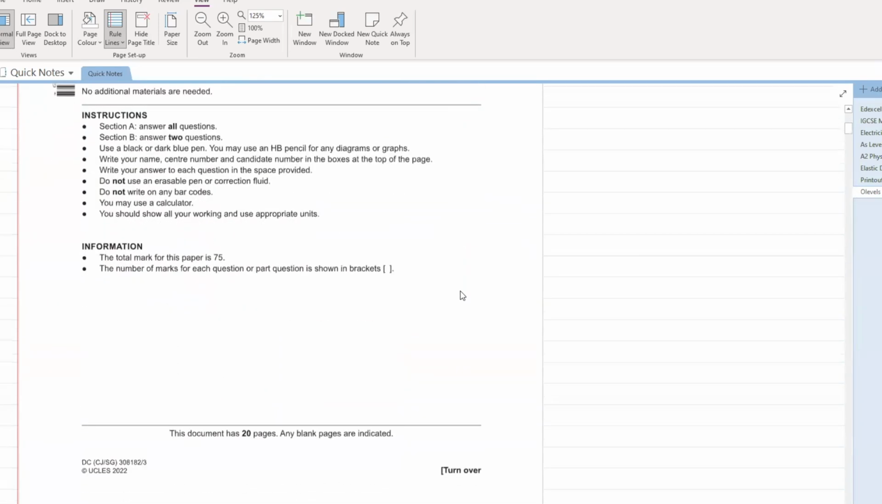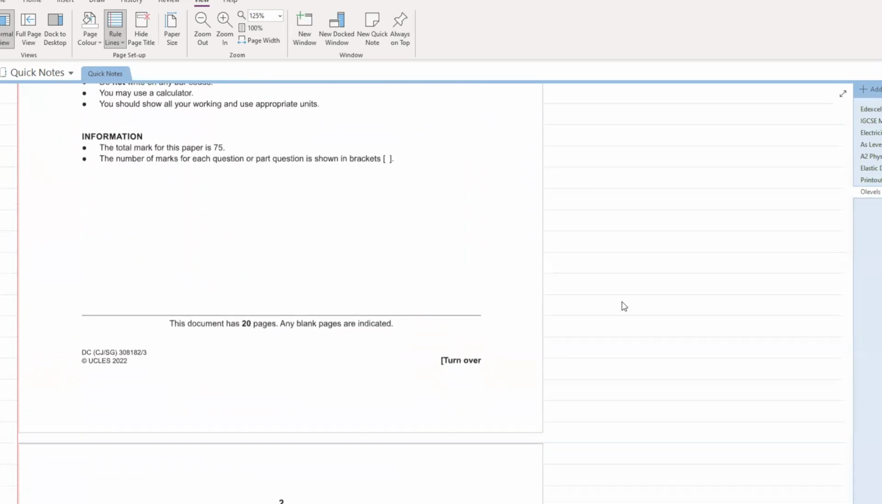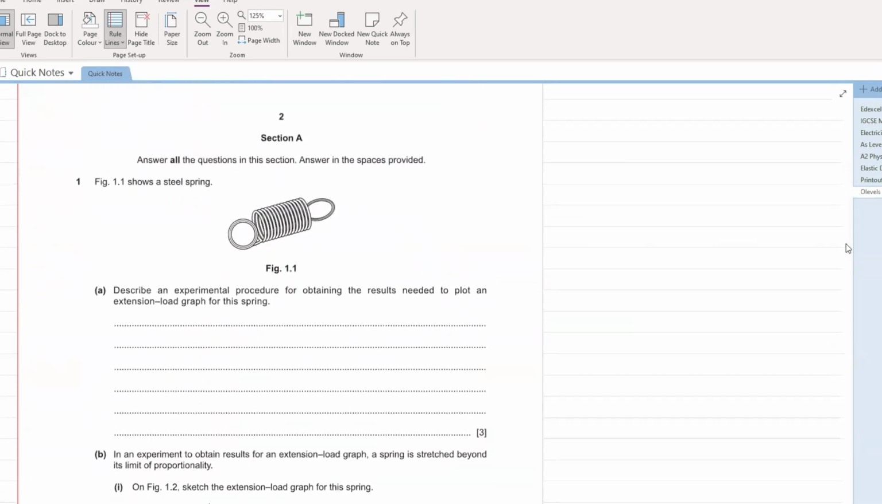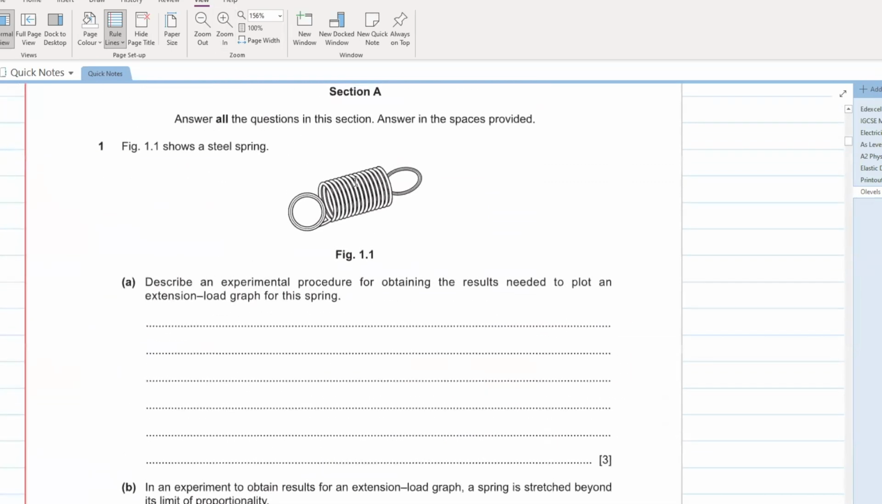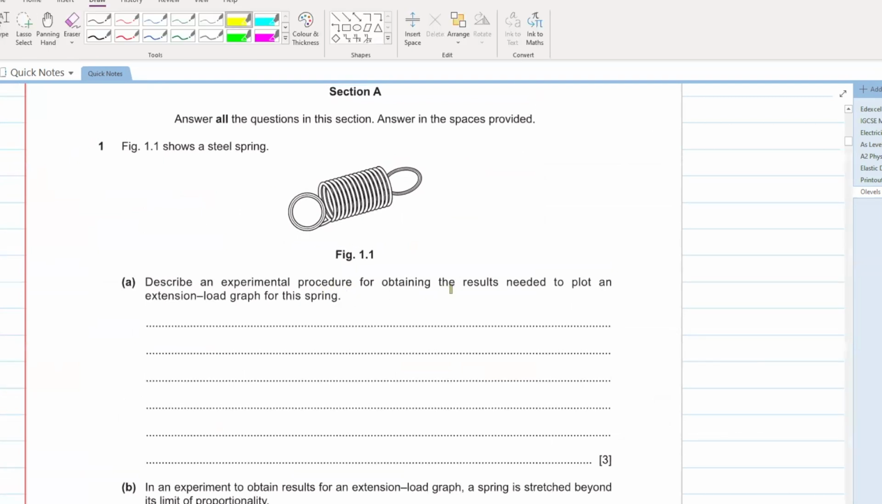So this is October November 2022, paper 2 variant 1. Let's start with it. Figure 1.1 shows a steel spring. Describe an experimental procedure for obtaining the results needed to plot an extension load graph for this spring.